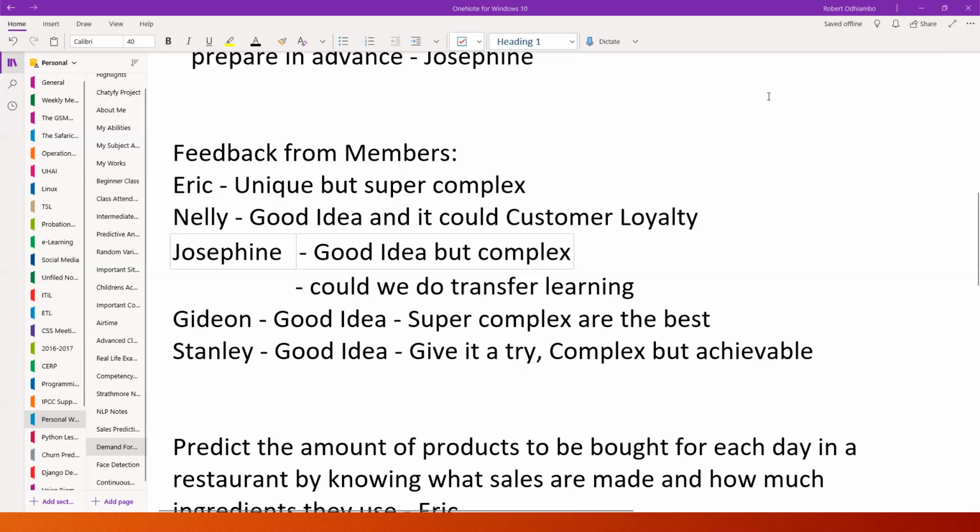Ayub, is it possible for Faith to repeat her idea? I had a bit of internet connection trouble. Yes. Faith, please go ahead and repeat.